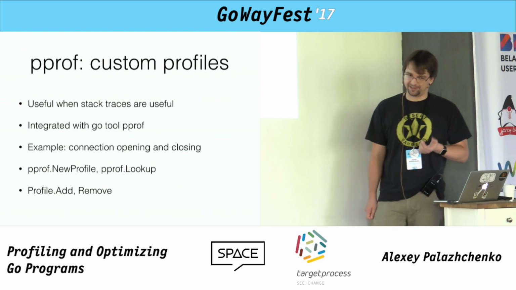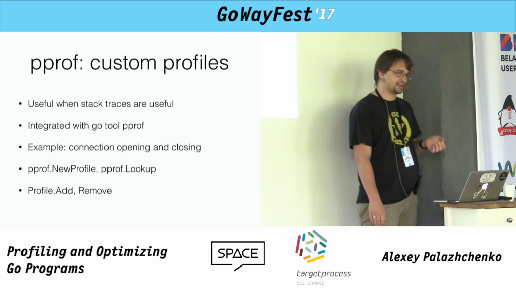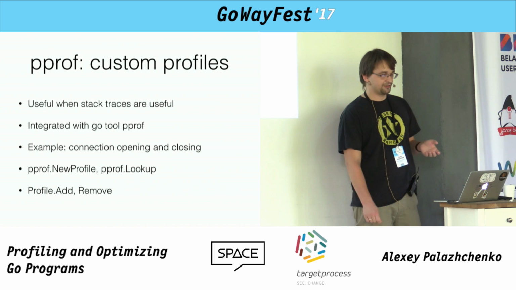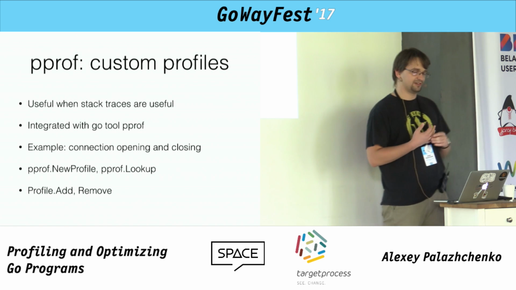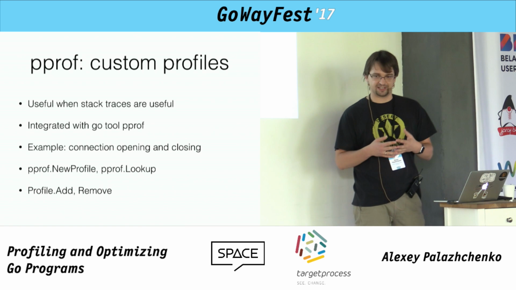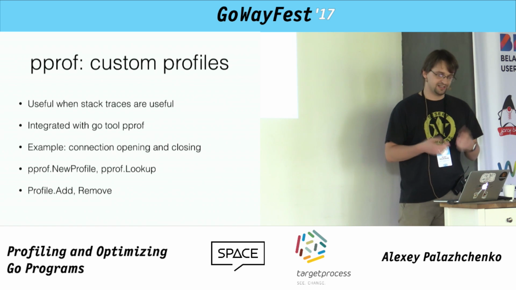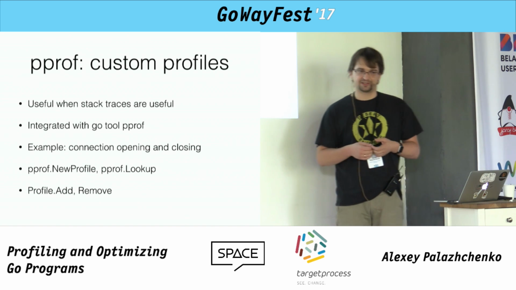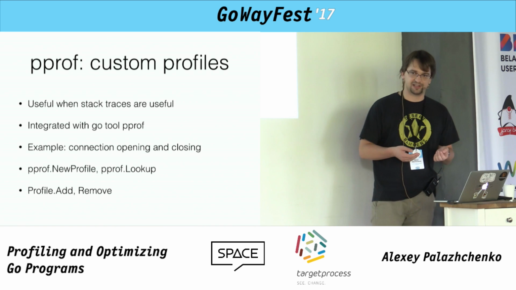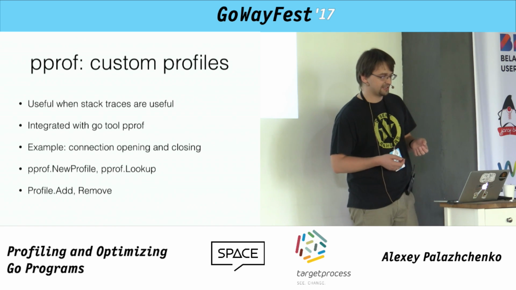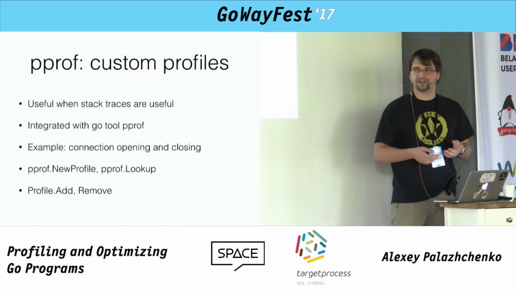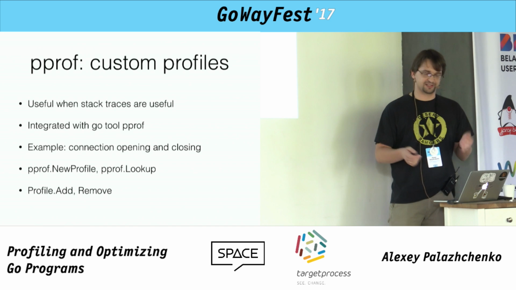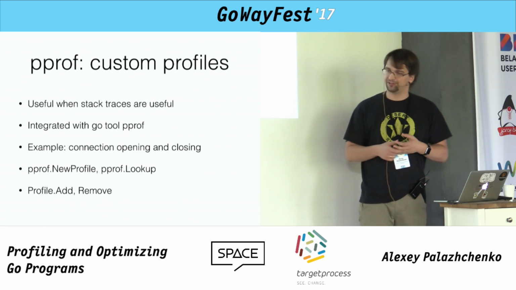So what is a profile anyway? Basically, a profile is just a set of stack traces. And you can add some metadata to it, and I will talk about that later, but you can also record your own stack traces. So when you have a situation where stack traces will be useful, you could use custom profiles. One good example: let's say you're tracking some outgoing connections or some open files, and you want to know where those files were opened and where you should close them, right? So you record a profile every time you open a connection or file, and then remove this profile when you've closed the file.